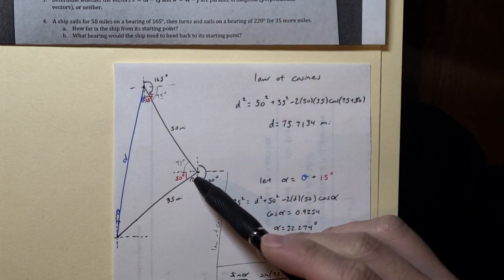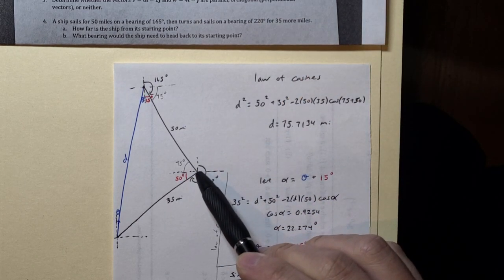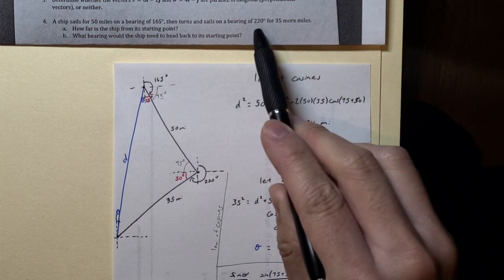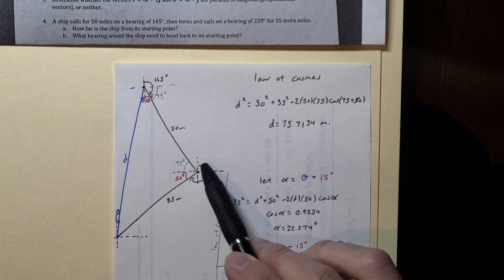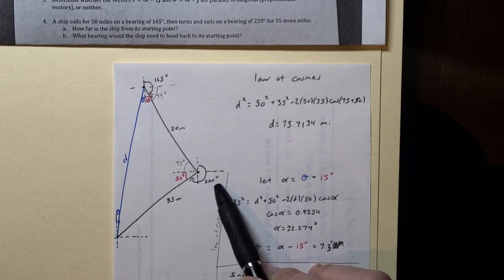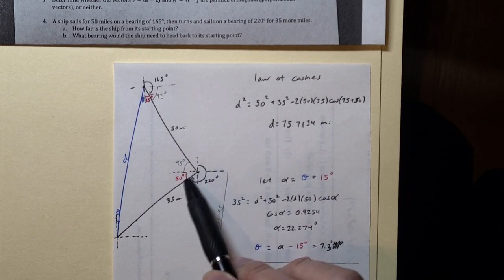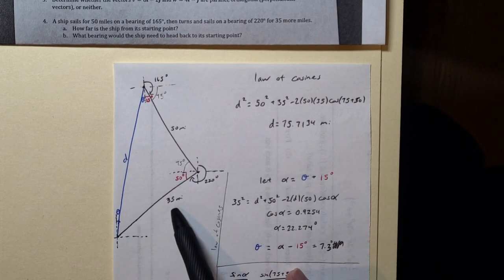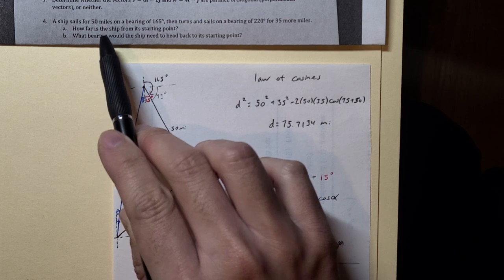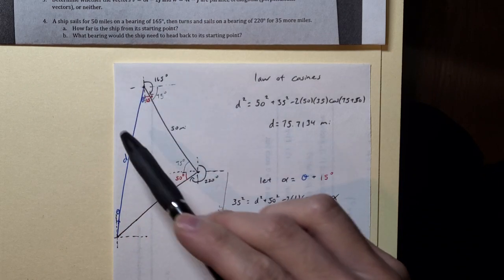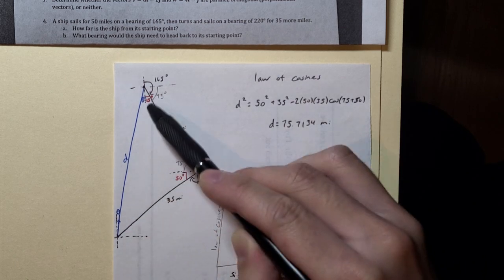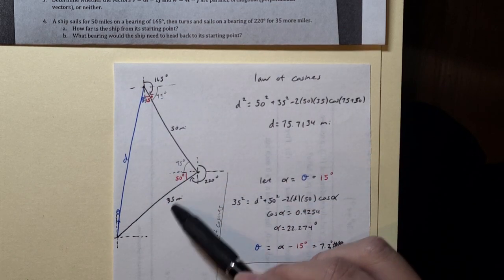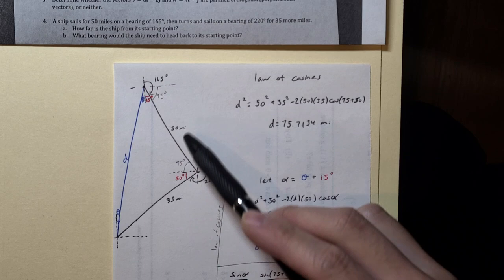And then it turns and goes for 35 miles on a bearing of 220 degrees. So once again, I draw a representative axis here. Bearing, once again, is with respect to the positive y. So this angle in black again is 220 degrees. So it goes this way for 35 more miles. And the problem asks us how far the ship is from its starting point. So we're asked to find this blue line, D. What's this length? Okay, so we have two sides of the triangle.